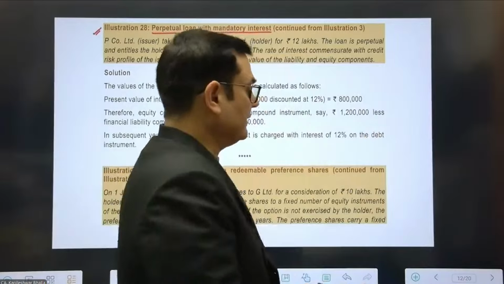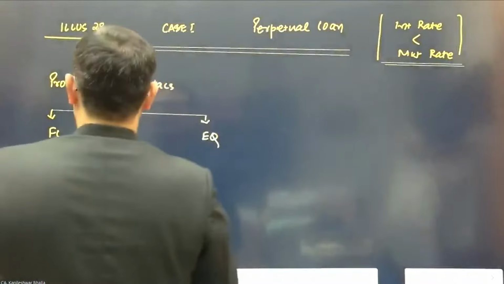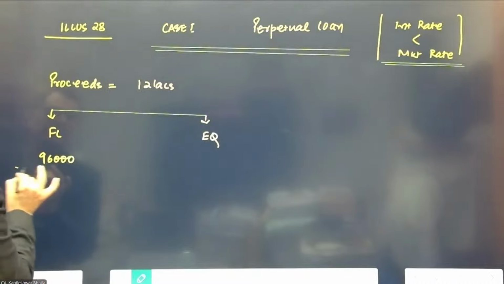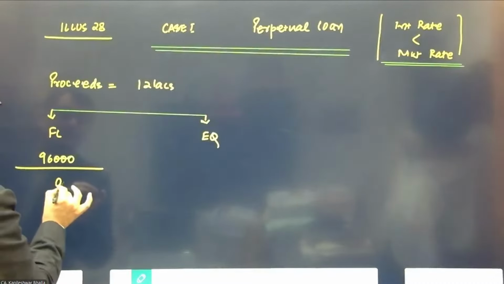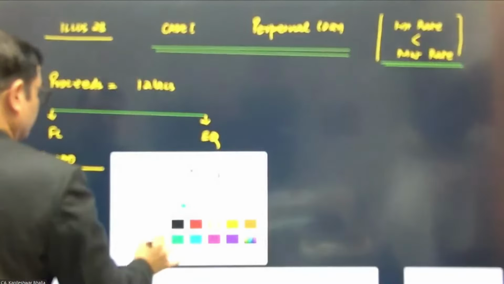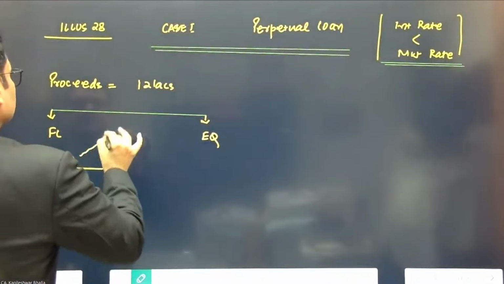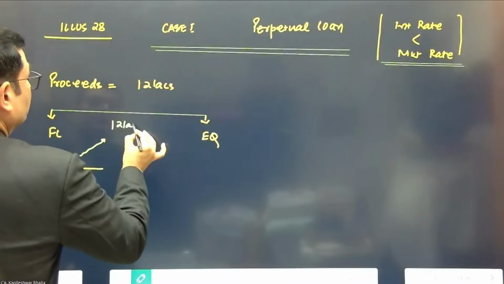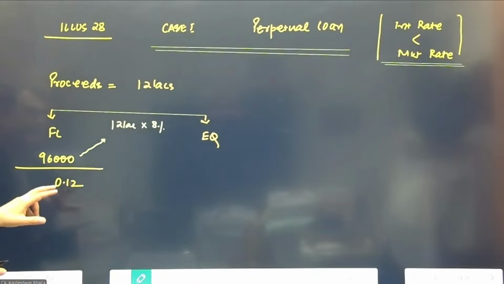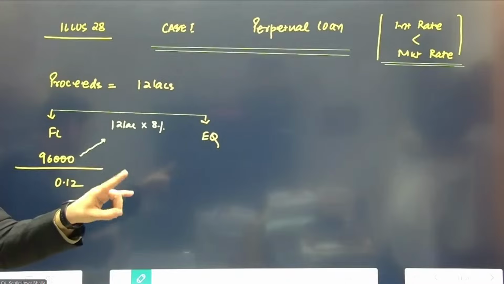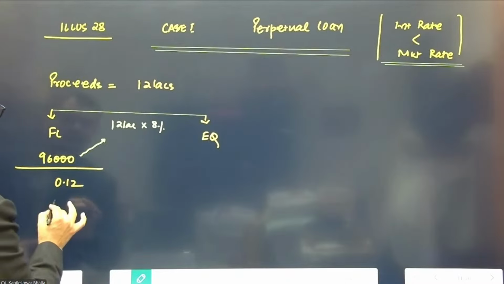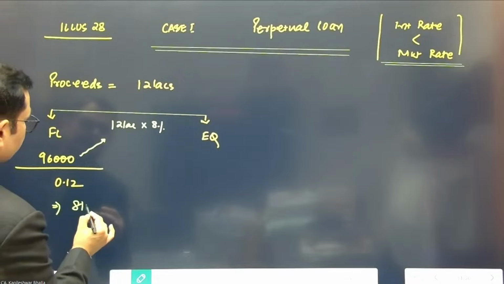That works out at 96,000. So we are going to pay an annuity of 96,000, and this is going to be divided by the market rate, that is 12%. Just to give you the calculations, this 96,000 is on that 12 lakh rupees, there is an 8% interest. So this is the annuity paid forever, discounted at the benchmark rate. And if you divide this by 12%, I think it comes to 8 lakhs.